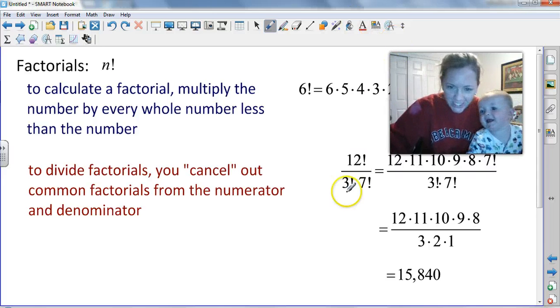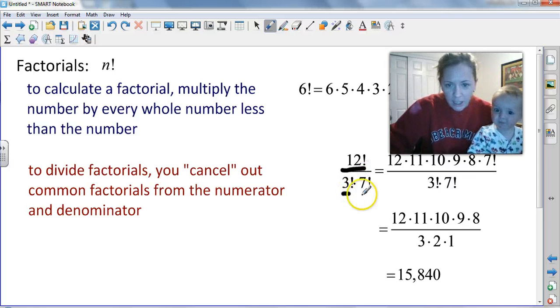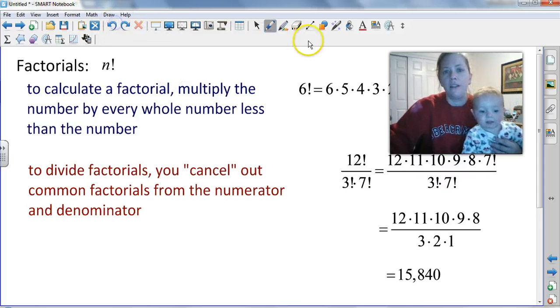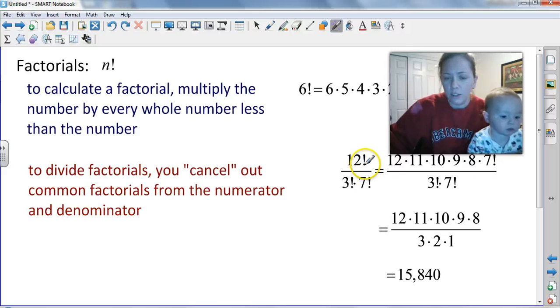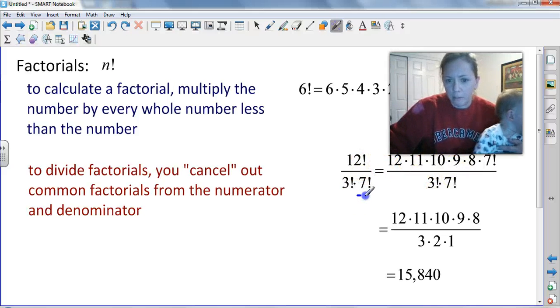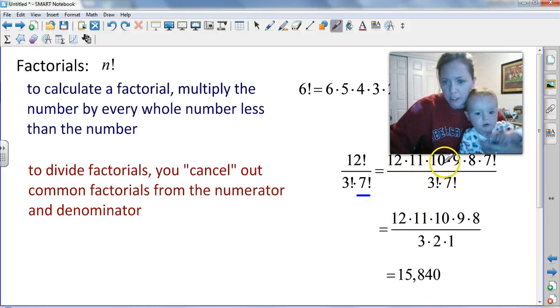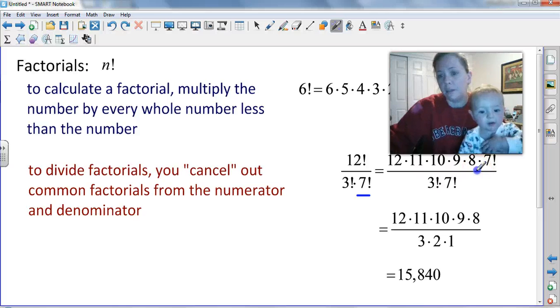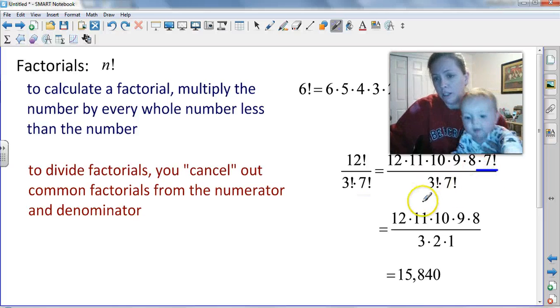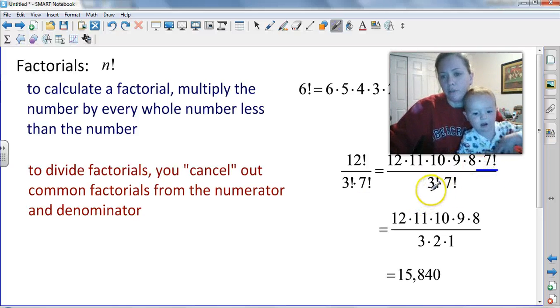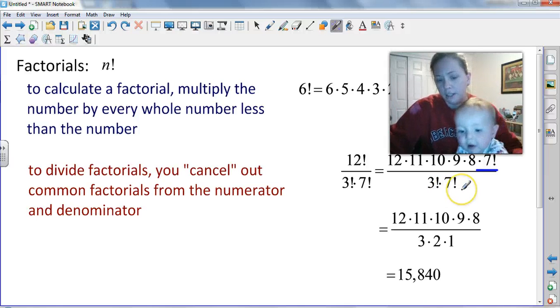Okay, so here we go. Let's say we wanted to divide 12 factorial by 3 factorial times 7 factorial. Okay, so if we wanted to do that, then we would multiply 12 factorial out till we got down to the biggest factorial, which is 7 factorial. So 12 times 11 times 10 times 9 times 8 times 7 factorial. And then on the bottom, I'm just going to leave that 3 factorial times 7 factorial right now.